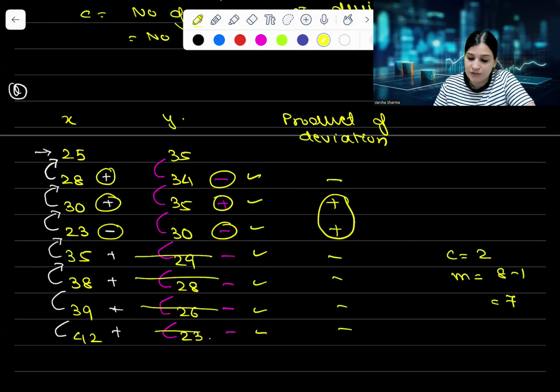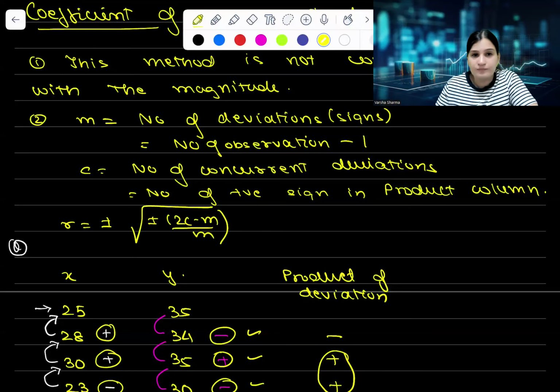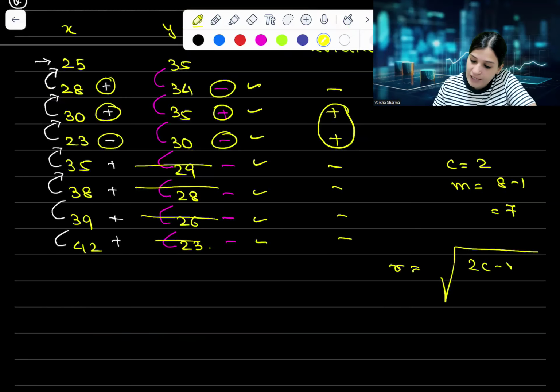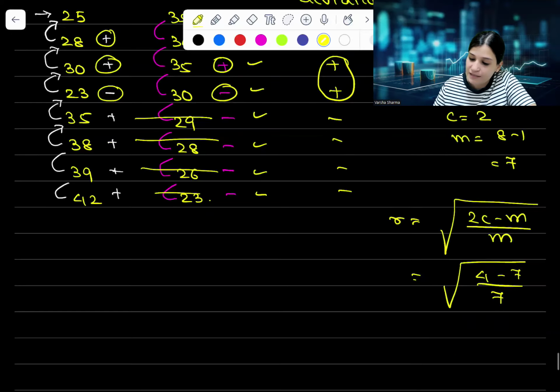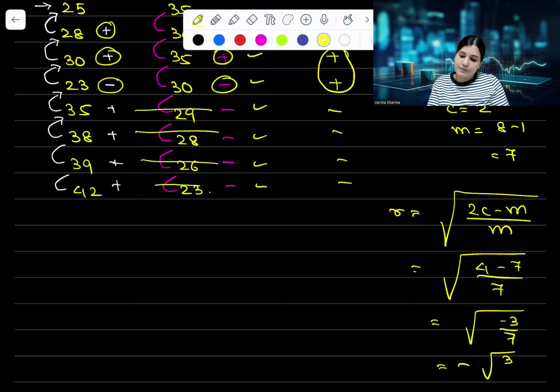No, ma'am. Now, the formula is, and I'll tell you why it is plus minus. R equals plus or minus the square root of (2C minus M) by M. Calculate: 2 twos are 4, minus 7, by 7, under root, minus 3 by 7. For us, just imagine that the minus sign comes outside. If the inside term gives you a negative sign, the actual value will also come out to be negative. So minus root 3 by 7. For us, it will work. Understood?